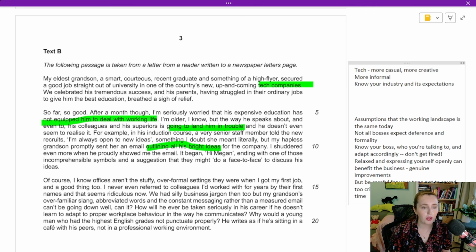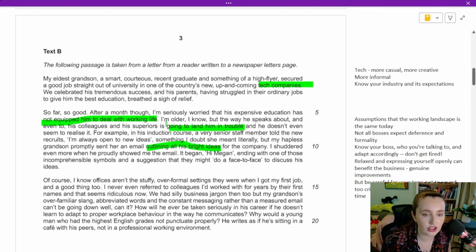I shuddered even more when he proudly showed me the email. This grandparent is horrible. It began, "Hi, Megan," ending with one of those incomprehensible symbols and a suggestion that they might do a face-to-face to discuss ideas. What's your problem, Grandma? What is your problem? So I guess that she thinks that "Hi, Megan" is too informal, because "hi" rather than "dear," Megan rather than Miss Smith, and the fact that it ends with an emoji.